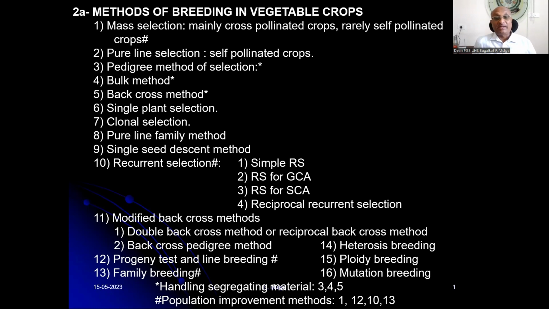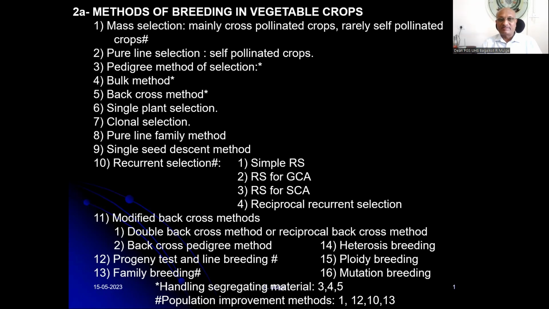Then backcross pedigree method, a hybrid of the backcross and then pedigree. Then you have a progeny test and line breeding. The extension of that is family breeding. Then you have heterosis breeding, ploidy breeding, and mutation breeding. In a nutshell, you can find many modifications as individual crop breeders are handling them, but these are broadly the methods of breeding.